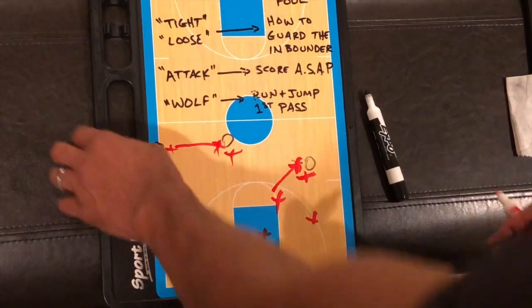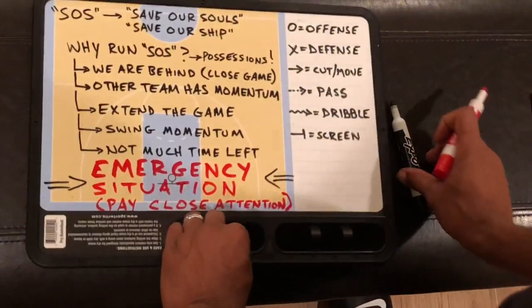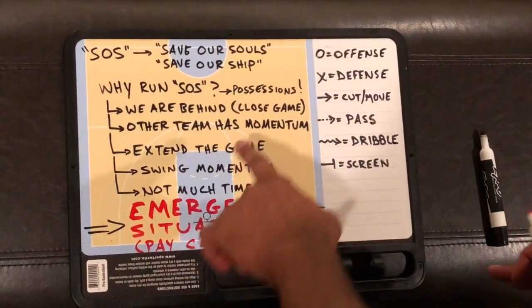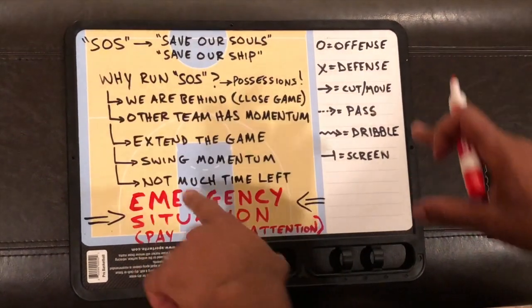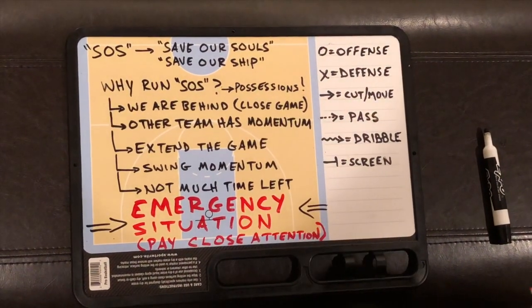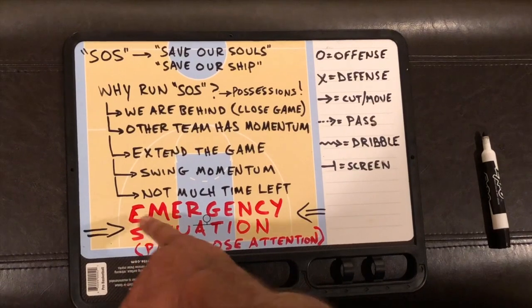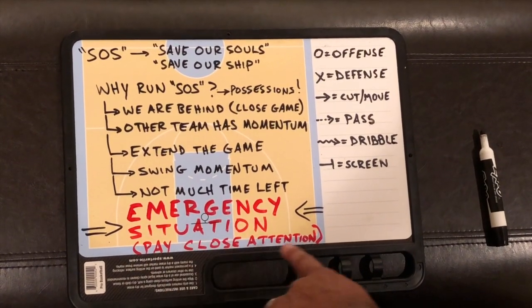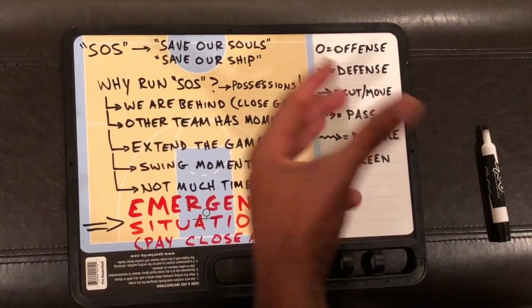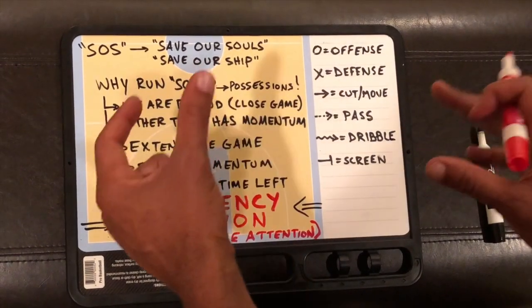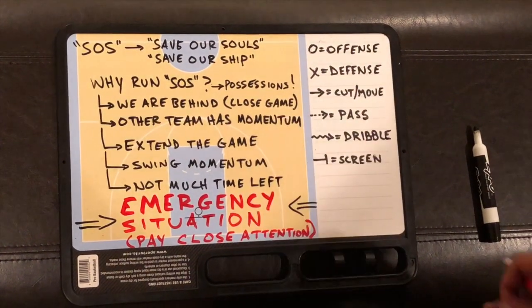Again, SOS is a unique situation. We're trying to get extra possessions because we're trying to shift the momentum, since we don't have that much time left. It's an emergency situation, so you have to pay close attention, because the things that we will do in this situation aren't the typical things that we'll normally do in a game.